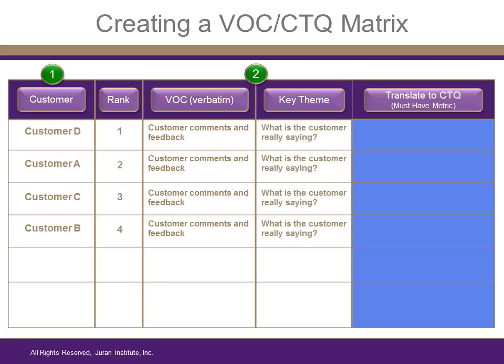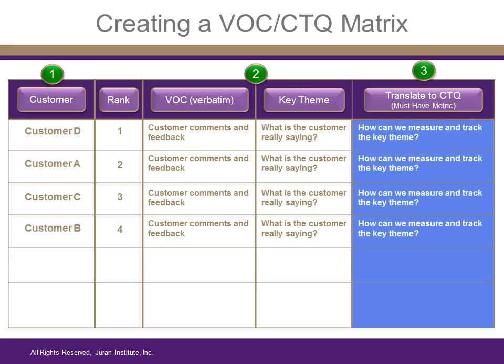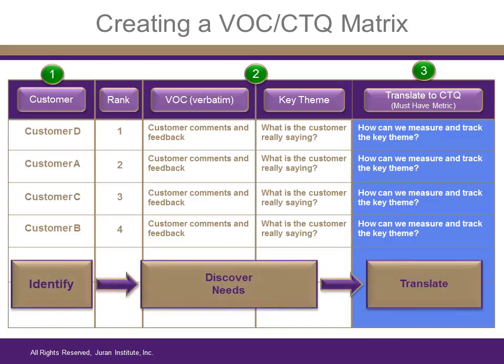The affinity process can then be utilized to organize the voice of the customer into logical categories that become our key themes. Finally, we translate these key themes into specific measurable requirements, also known as critical to quality measures. Note how the VOC CTQ matrix follows the high-level process of translating voice of the customer into CTQs.